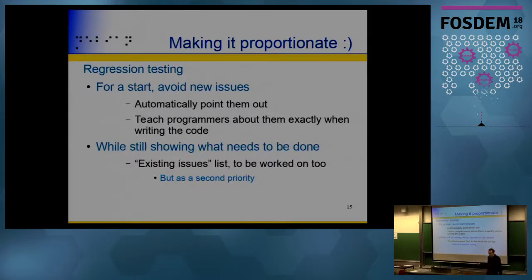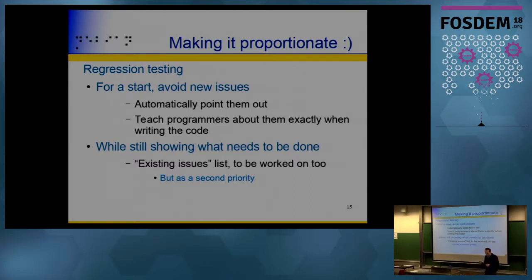So we will propose regression testing. There are two things. For a start, we want to avoid introducing new issues. So everything that is developed nowadays should not have accessibility issues, by pointing them out as soon as the development happens. While the programmer is programming, the tool tells them, oh, this is bad, this is bad, this is bad. Here is how you should fix it. And then the programmer learns, and will not make the mistakes again.